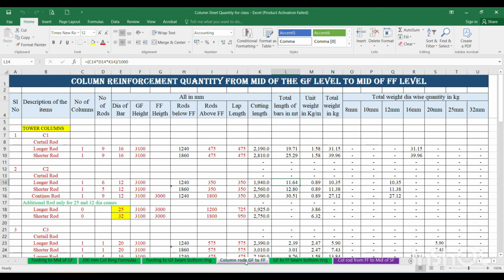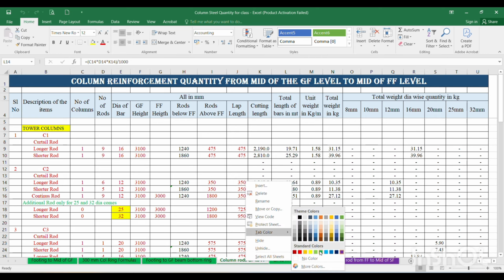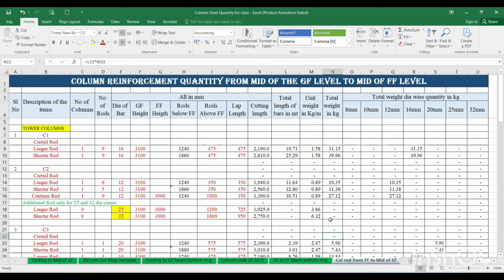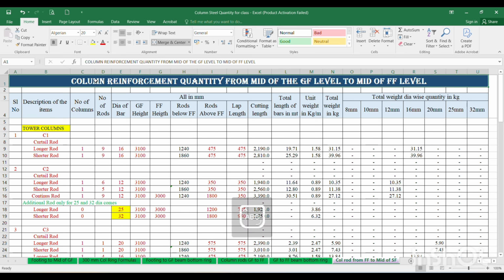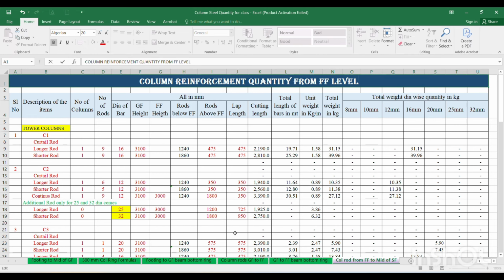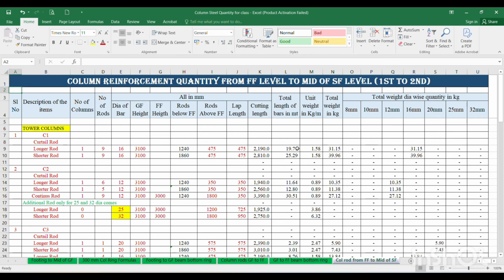This ground floor to first floor we have finished. I am changing that tab color into green. So now here, you can change this address bar. This heading is there, no? Here also you can change it: Column reinforcement quantity from first floor level to mid of second floor level, or you can write in the bracket first to second. So this is also for your understanding purpose.